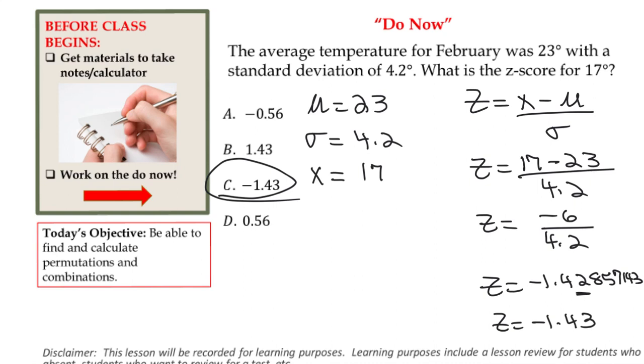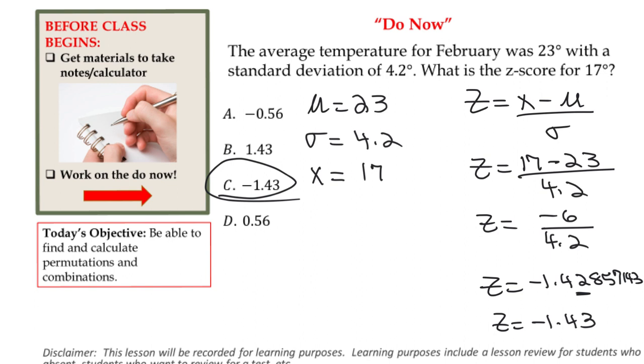We're going to go over an example from last week on finding z-scores. We have an example that says the average temperature for February was 23 degrees with a standard deviation of 4.2. What is the z-score for 17?